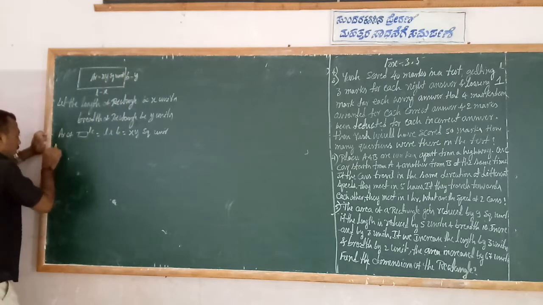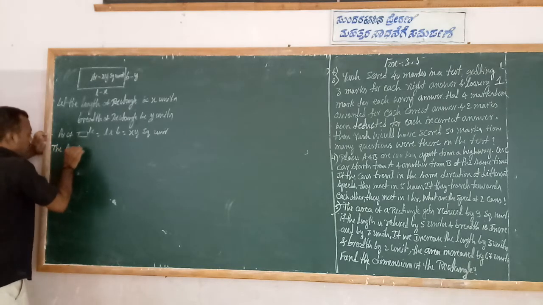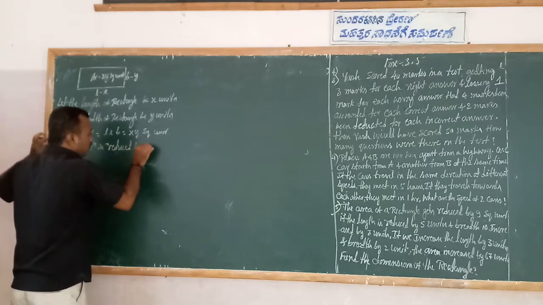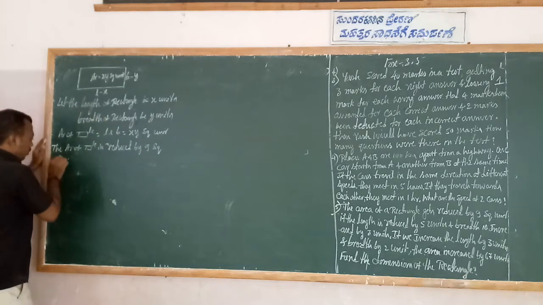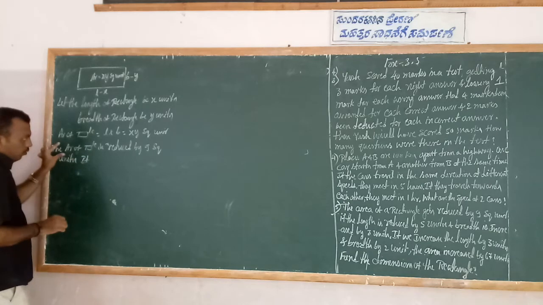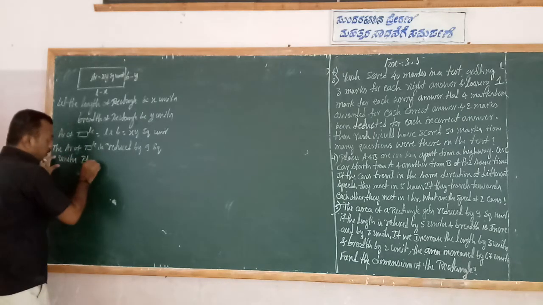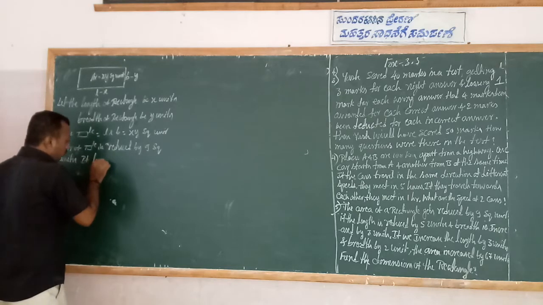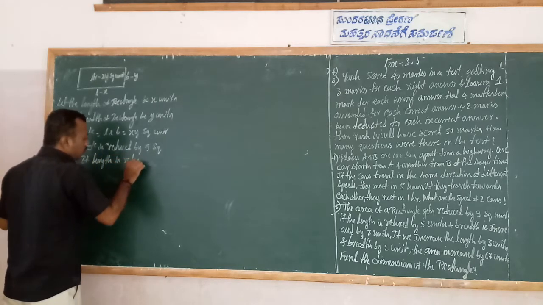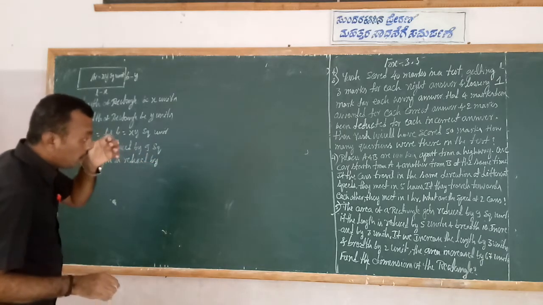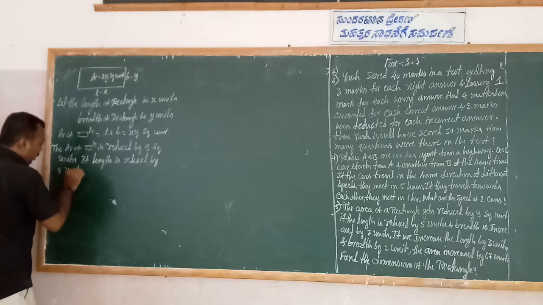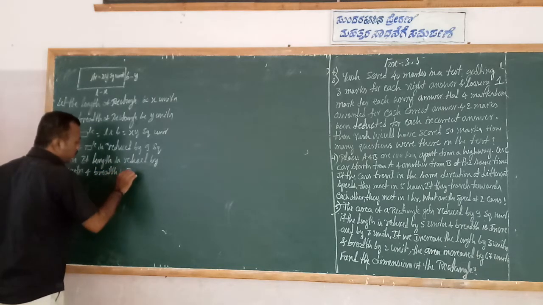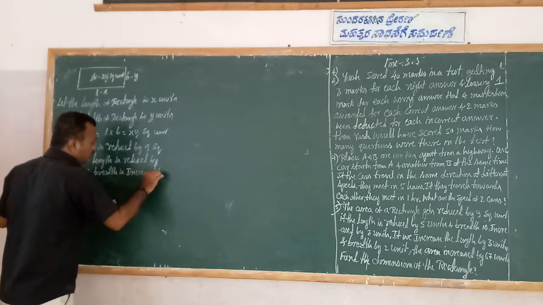So first case, the area of the rectangle is reduced by 9 square units, if the length is reduced by how much? 5 units, and breadth is increased by 3 units.